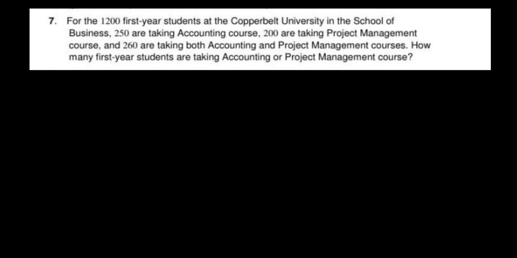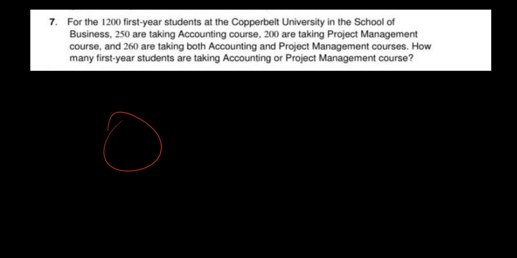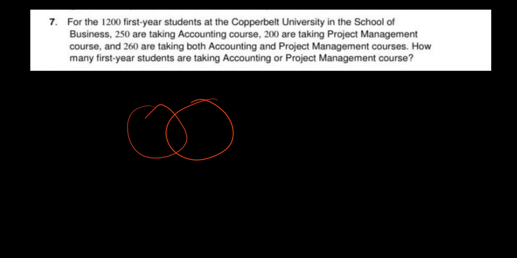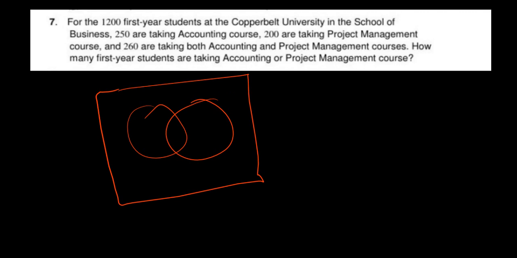Alright, so this one we'll find like this. For the 1,200 first year students at the Copperbelt University in the School of Business, 250 were taking accounts, 200 are taking project management course, and 260 are taking both. In short, there are two sets involved, so we'll analyze it using set properties. So let this one be the universal set.